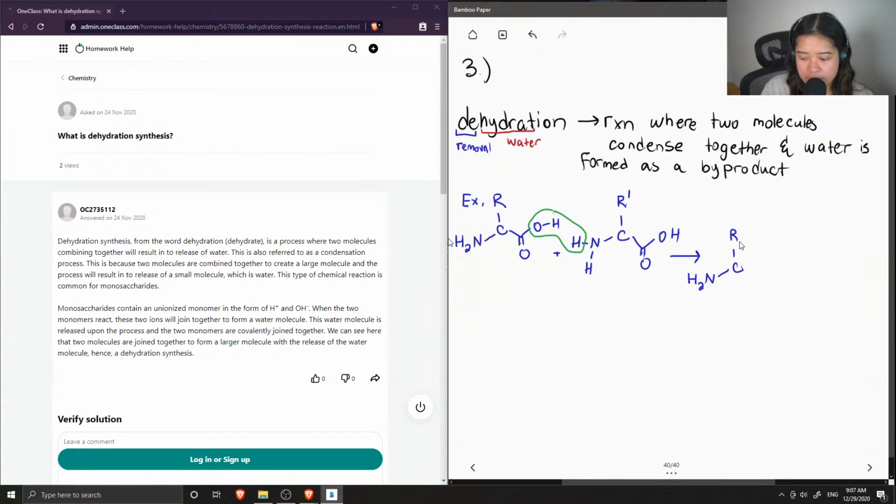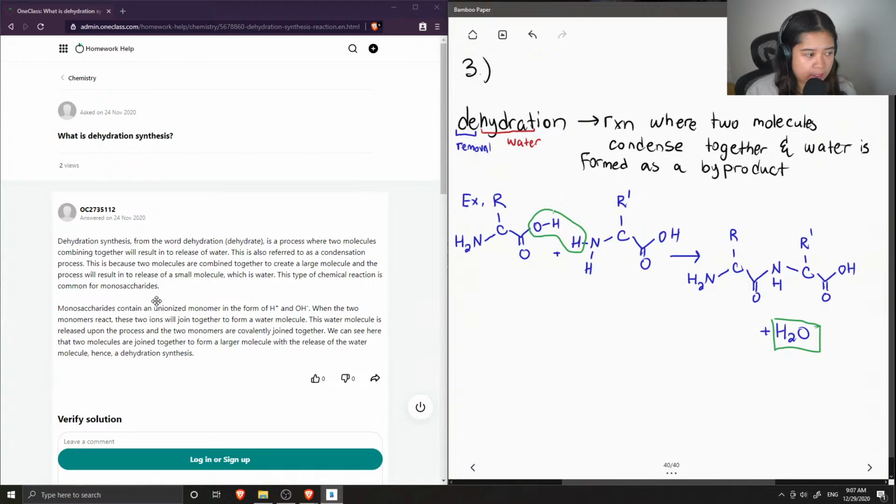So here's the first amino acid. And now the carboxyl group is attached to the amine of the second amino acid. This is R prime. And our second product is just water. Okay, so let's see what the junior tutor said.